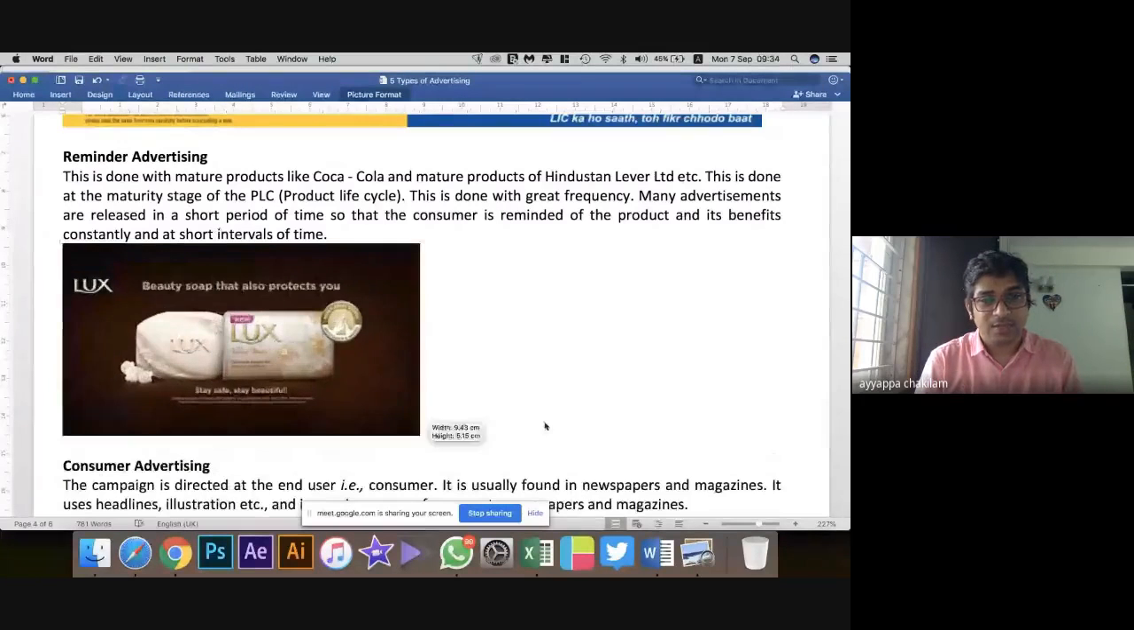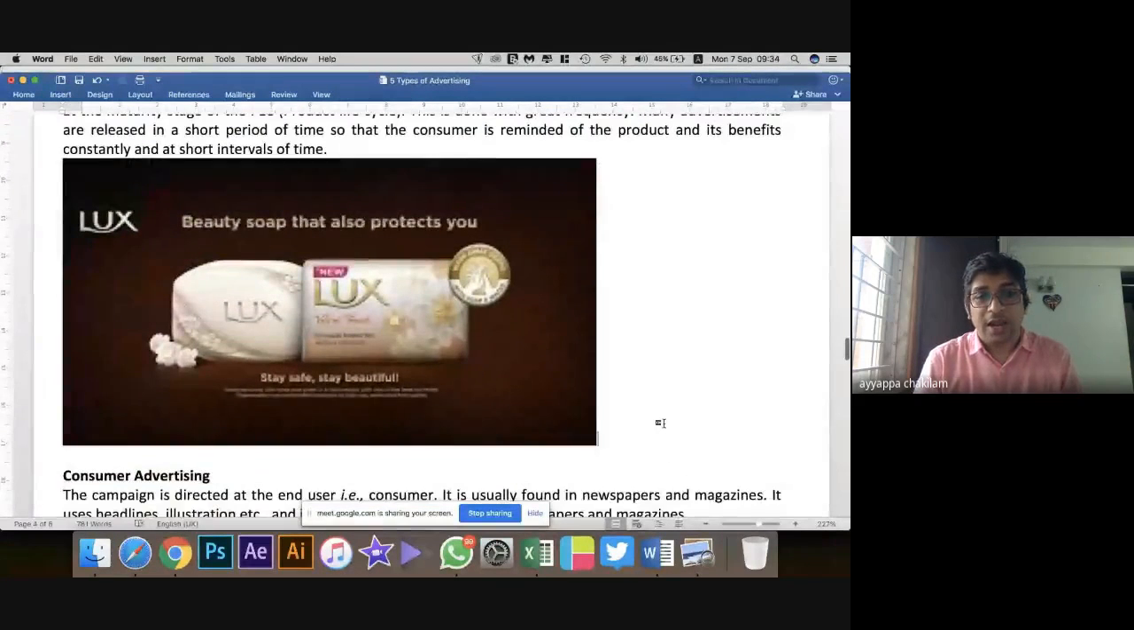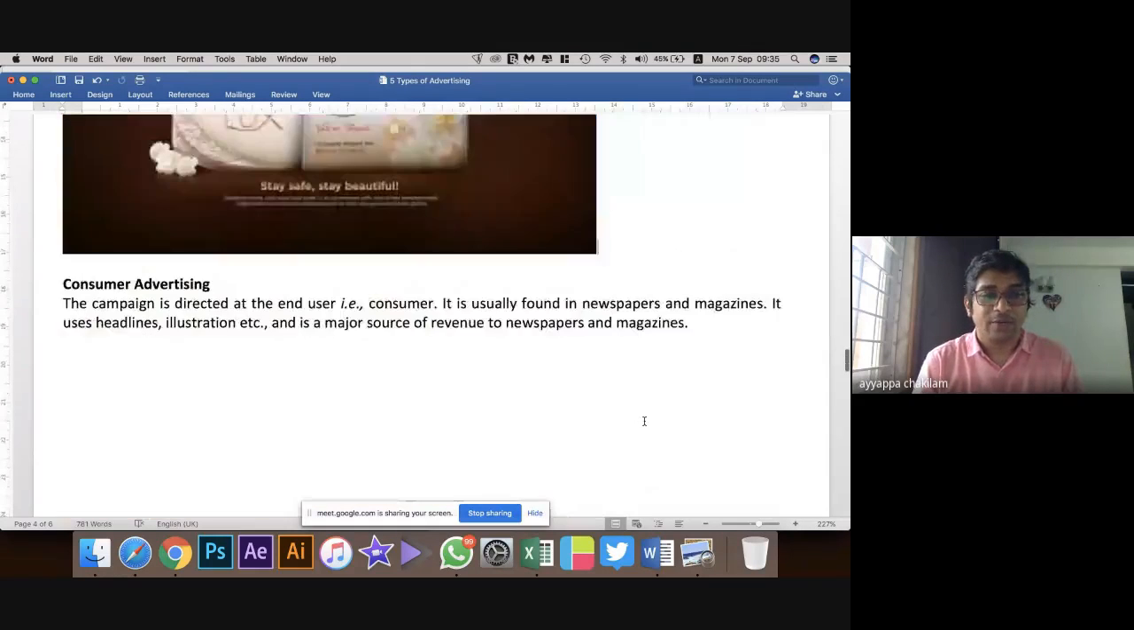An example here is Lux beauty soap that protects you. You know about Lux, it has existed for more than 40 or 50 years, but still they do advertise. How do they advertise? They rope in a really famous actress who has just become famous, and she becomes the new Lux girl, a brand ambassador for Lux. Lux keeps on doing that to remind the customers it is really existing and is the best beauty soap that one can have and use. So that's about reminder advertising.